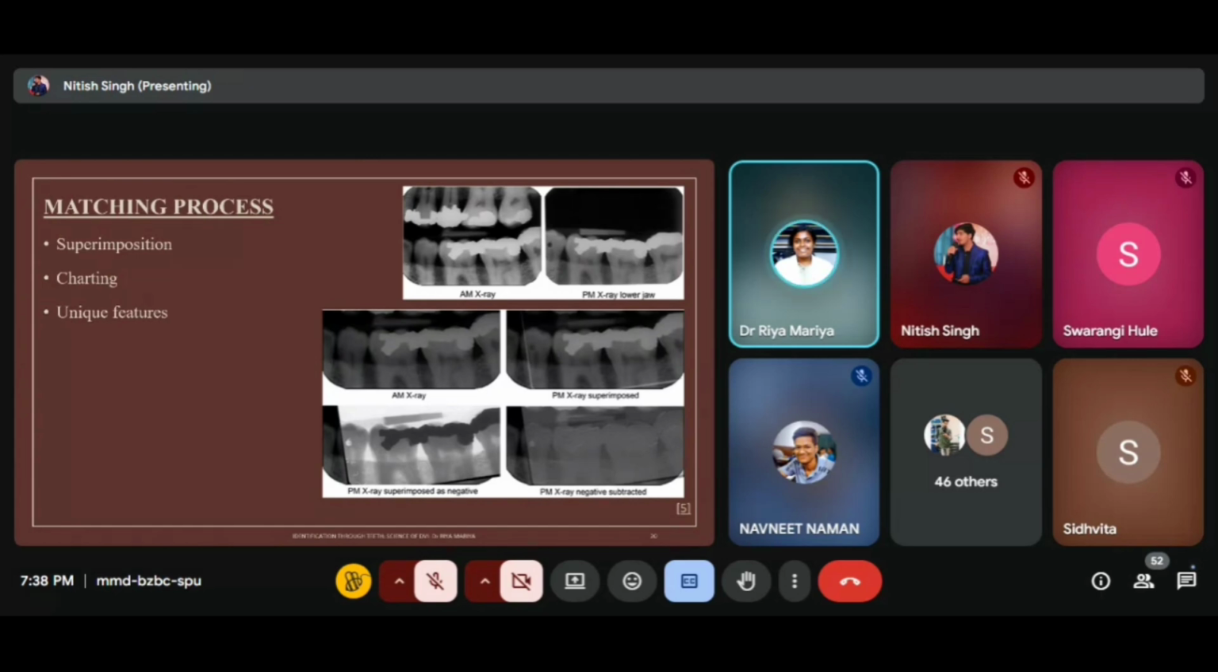Any doubt in this picture? This matching process? You can put it in the comment box also. Ma'am, third one. Like third one.